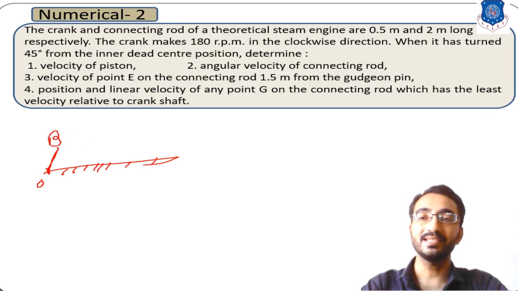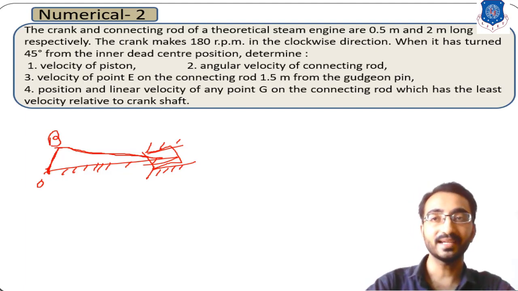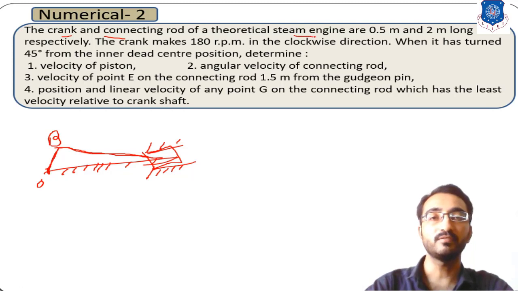Now this crank is connected with the connecting rod over here. So here it will be a connecting rod, and at the end of the connecting rod there will be an arrangement of a slider. So this is a simple single slider mechanism. In this numerical it is given in terms of crank, connecting rod and steam engine, but we have to remember that in case of a steam engine the mechanism is a reciprocating IC engine, and that is a single slider mechanism.